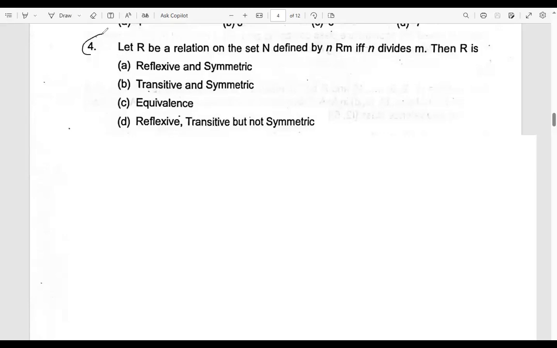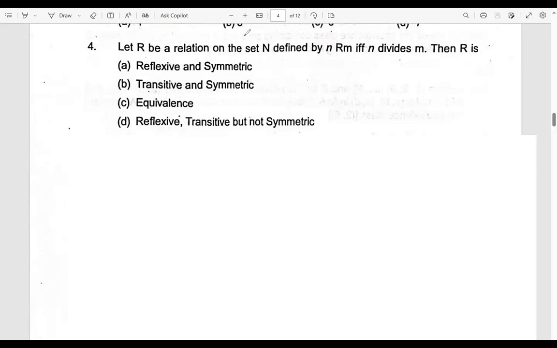Now in question number 4, it says let R be the relation on the set of natural numbers defined by n R m, where the definition of the relation is n divides m. Then we have to figure out what R is: reflexive, symmetric, transitive, equivalence, and so on.